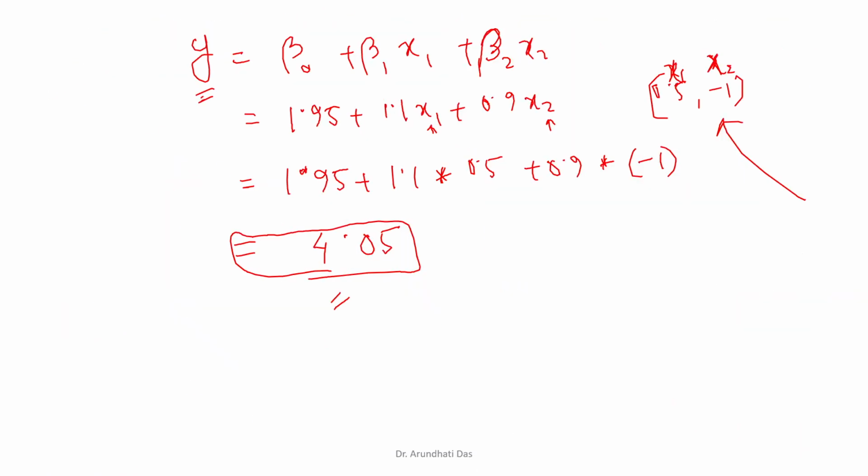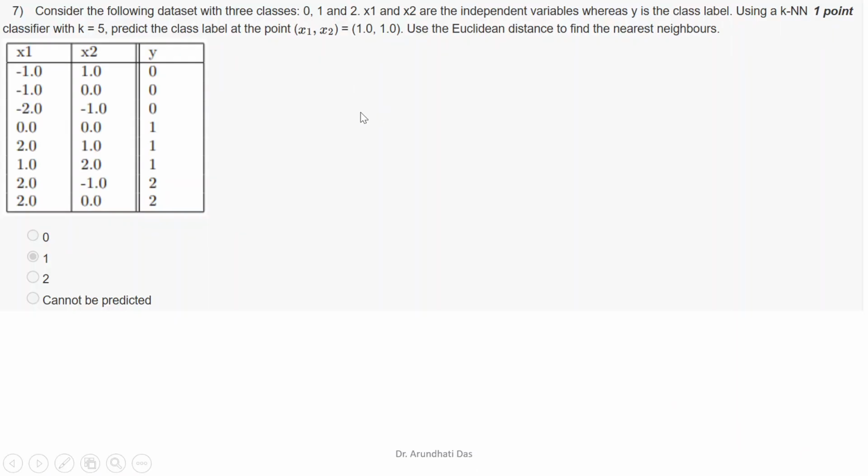So here, consider the following data set with three classes 0, 1 and 2. Then there are x1 and x2, two independent feature values or variables, whereas this y value is the class label.